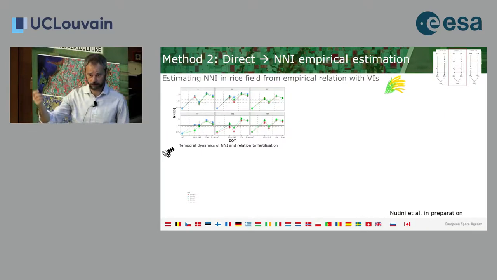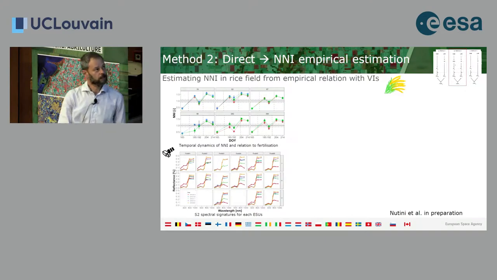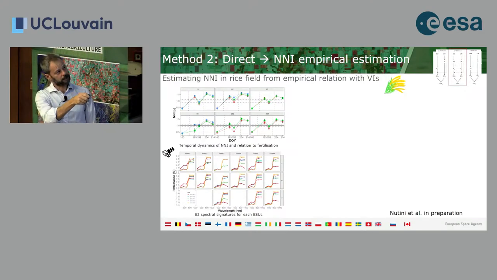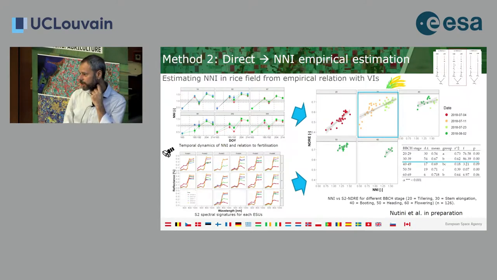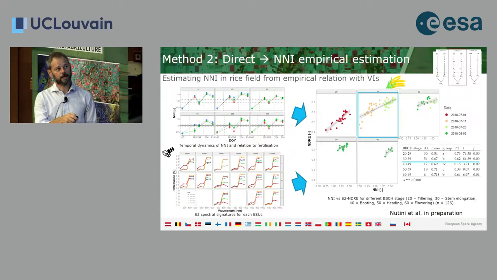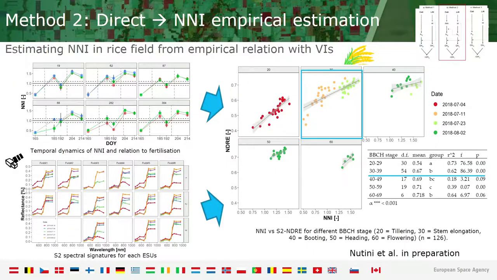But we don't want to do that from the field. We want that from satellite. So we extract for the same area all the Sentinel-2 spectral information in time for each field that we monitor. And then we investigate the relation between NDRE, the normalized difference red edge index, exploiting the red edge bands of Sentinel-2, and the NNI quantity in the field. So we were happy because we had more than 100 points.